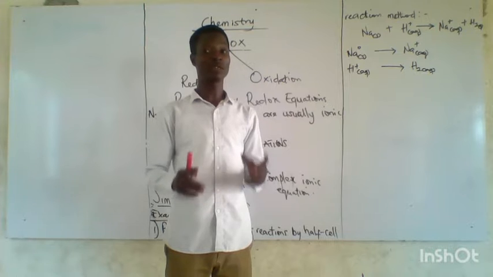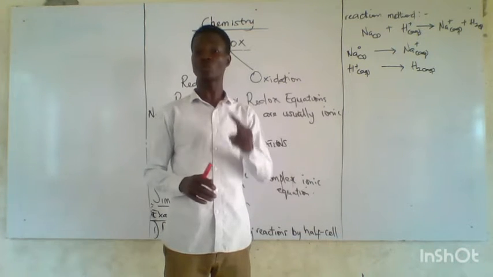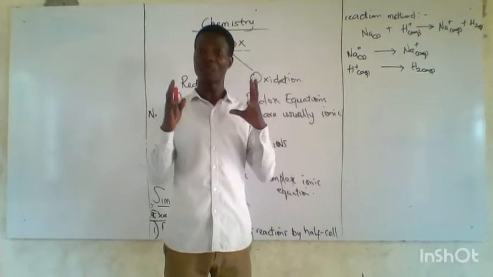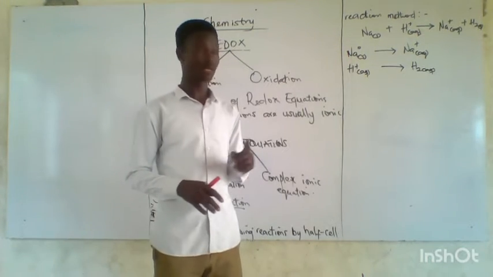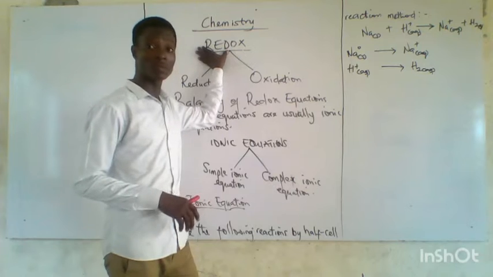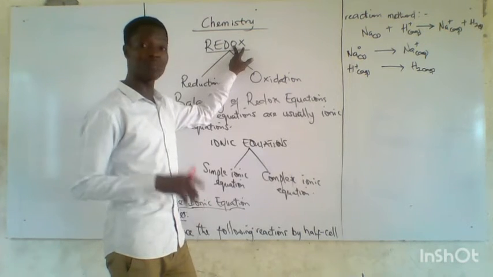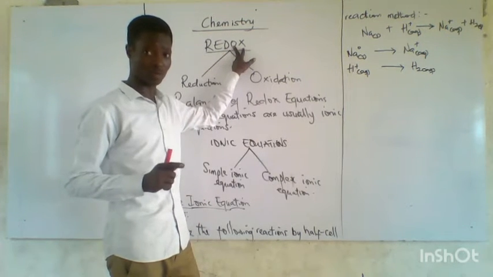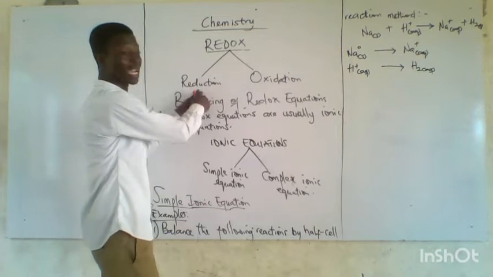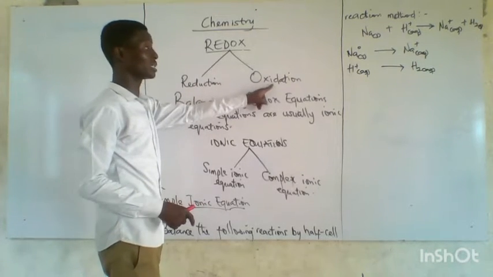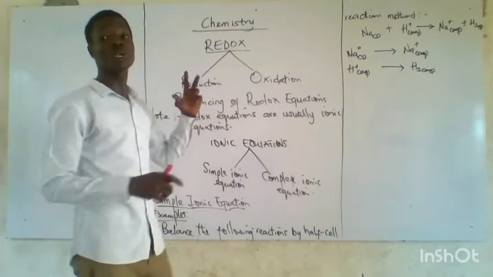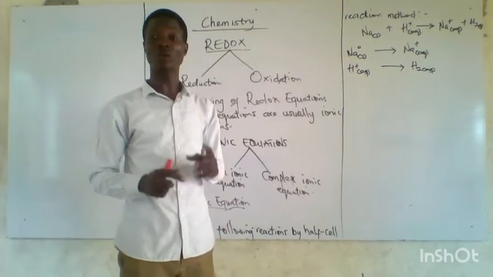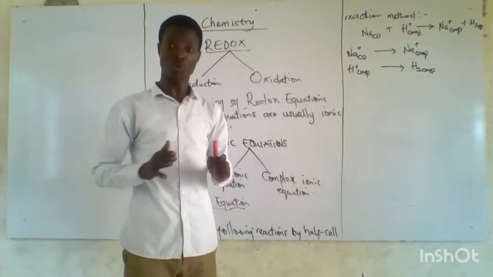And what do we mean by redox? Redox involves two terms abbreviated together. We have reduction, that's RED, and OX means oxidation. So that is what I just highlighted here. So we have this and this. Does that make sense? Now, what are we looking at actually today? We are looking at how to balance redox equations.